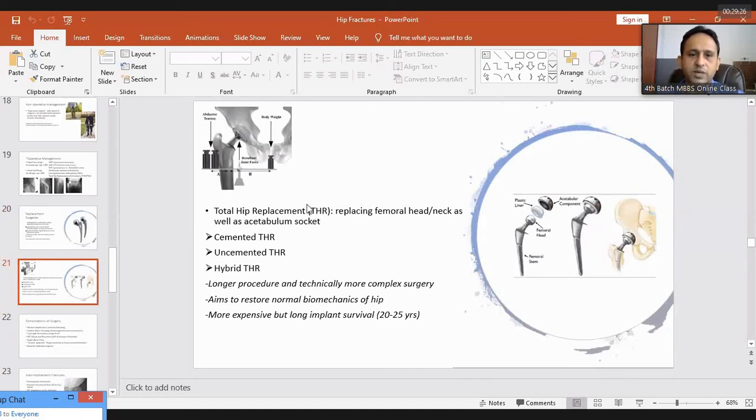So total hip replacement, on the other hand, is a technically more complex and challenging surgery, more expensive, and has a longer procedure. But the advantage is that it aims to restore the normal biomechanics of the hip. If your functional demands are high, if your activity involves mountain climbing, swimming, or horse riding, then you want to give the patient a total hip replacement.